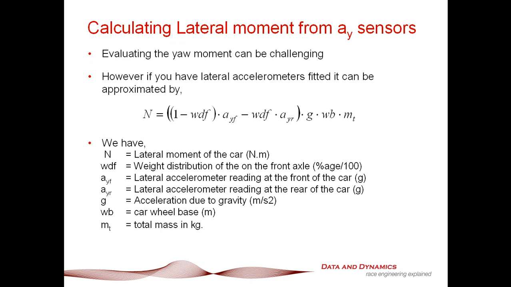If you've got lateral accelerometers mounted on both ends of the car, you can approximate the lateral moment of the car as basically 1 minus the weight distribution of the front times the lateral signal at the front, minus the weight distribution of the front times the rear lateral accelerometer, multiplied by G, which is acceleration due to gravity, times the wheelbase. That will give you the lateral moment of the car.